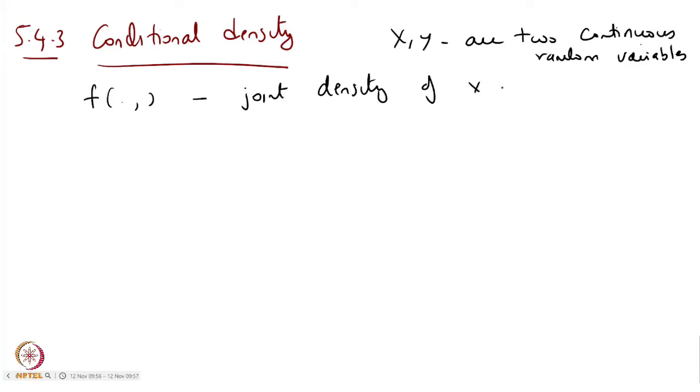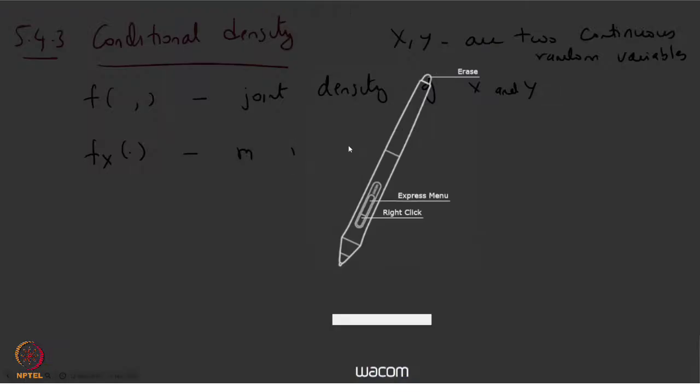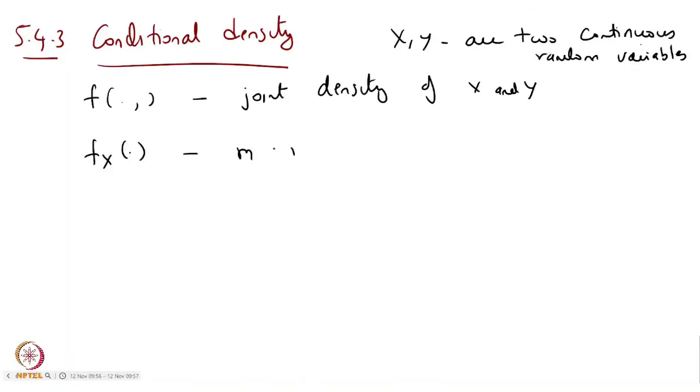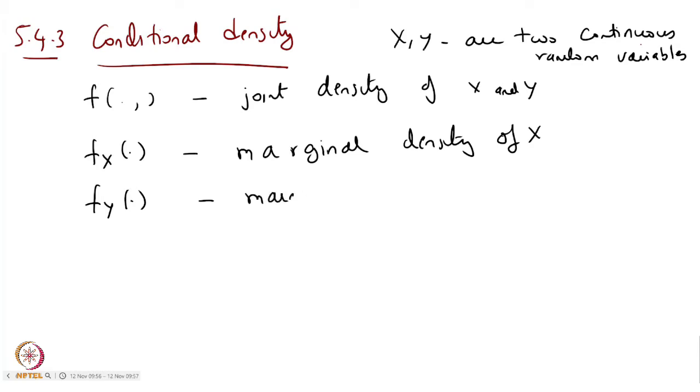F is the joint density of X and Y. F sub X is the marginal density of X. F sub Y is the marginal density of Y.